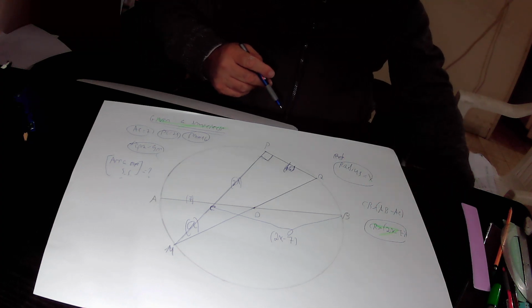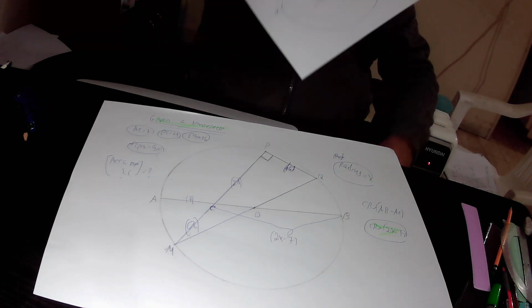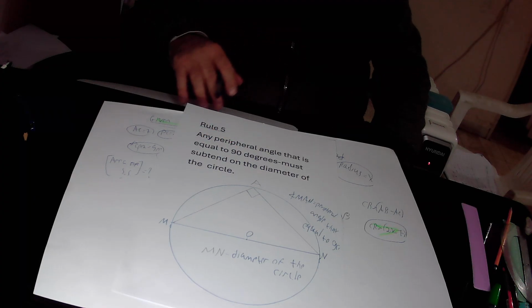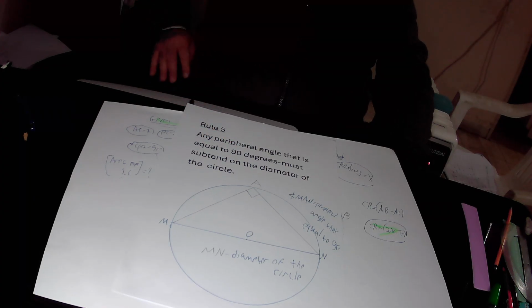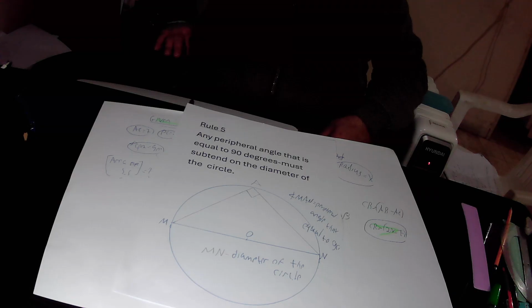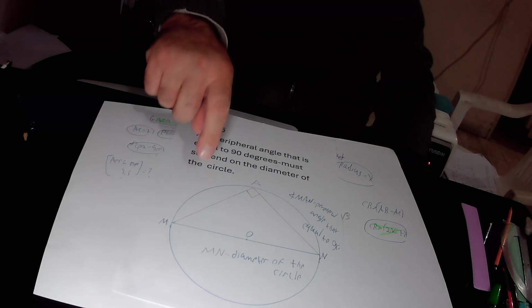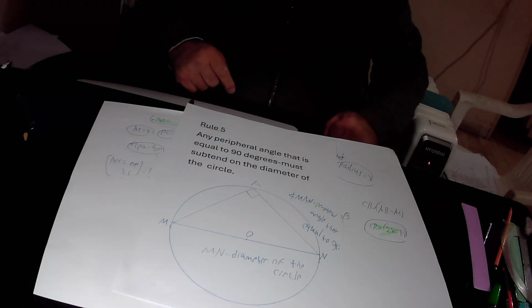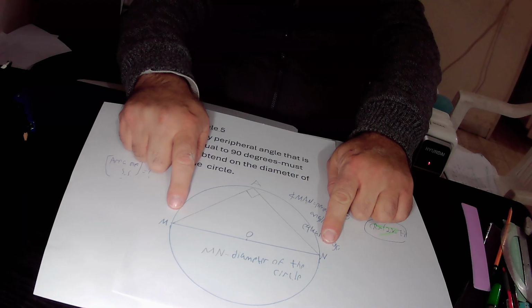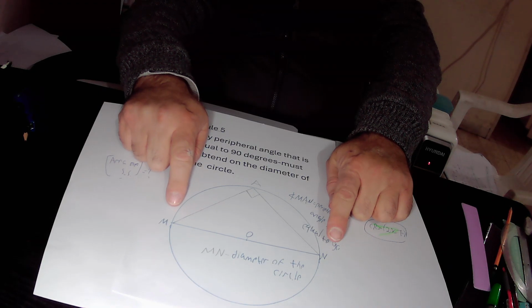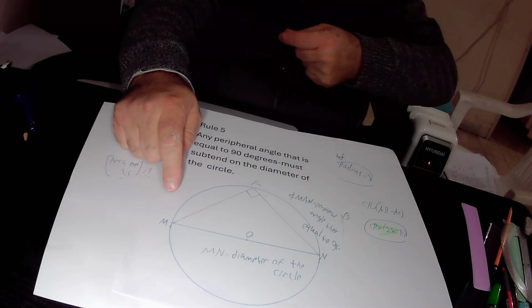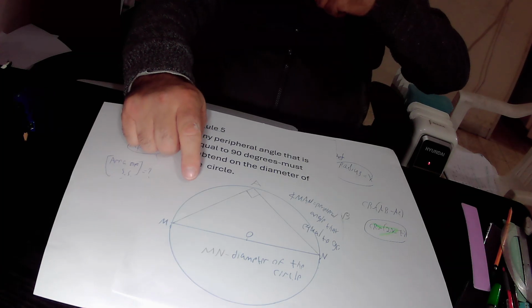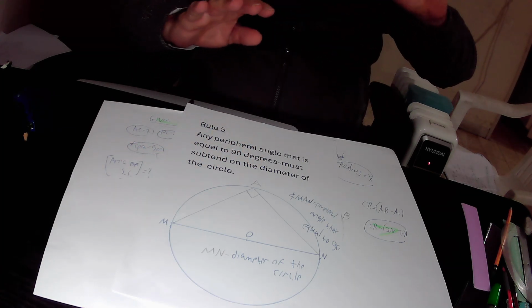According to rule 5, let me repeat quickly: any peripheral angle that is equal to 90 degrees in size must subtend on the diameter of the circle. This is peripheral angle MAN that is equal to 90 degrees in size, and it subtends on chord AN that is indeed the diameter of this circle. So according to rule 5, any peripheral angle that is equal to 90 degrees in size must subtend on the diameter of the circle.